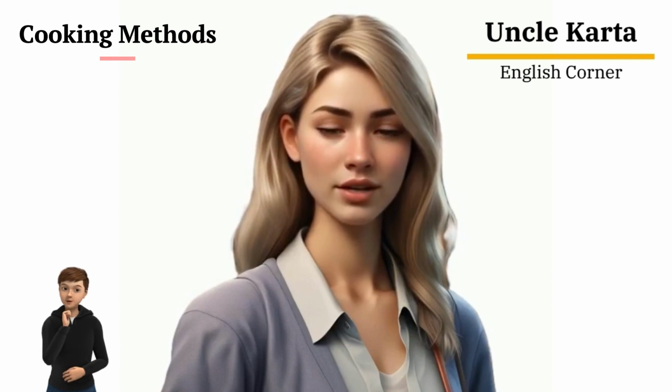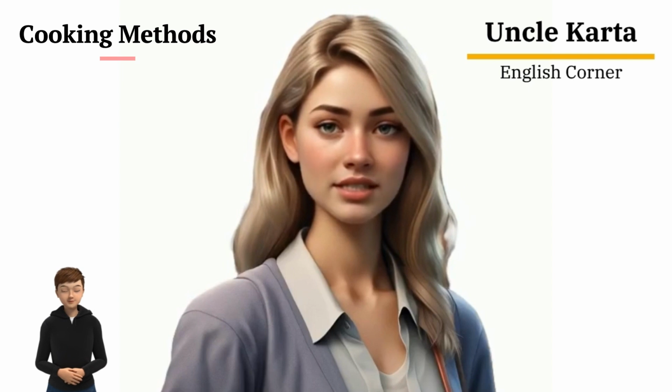Grilling is cooking food over direct heat, usually on a grill or barbecue. Grilled food has a smoky flavor and nice marks on the surface. It is considered healthier because fat drips away while cooking. Grilling is often used for meat, fish, and vegetables.